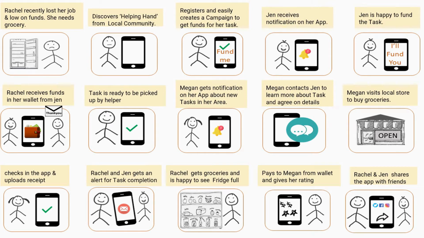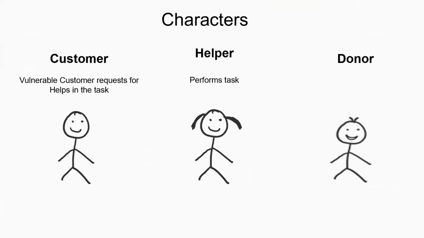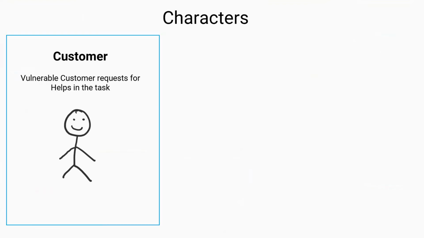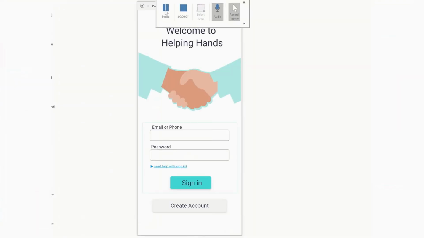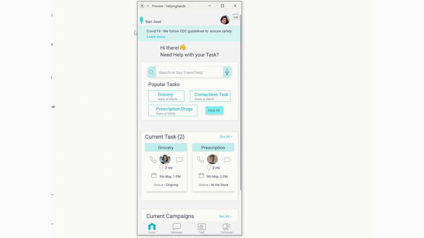As per the user scenario, Helping Hand revolves around 3 characters, and in this prototype, I will explain the interface of each character. Let's start with understanding the interface of the customer who requests for help in the task. The user can simply add their email address or phone number along with their password and sign into their home screen. You can see that the interface is divided into 3 sections.